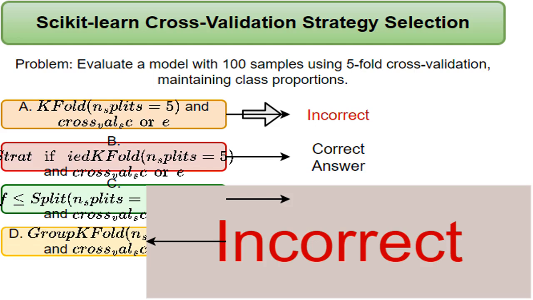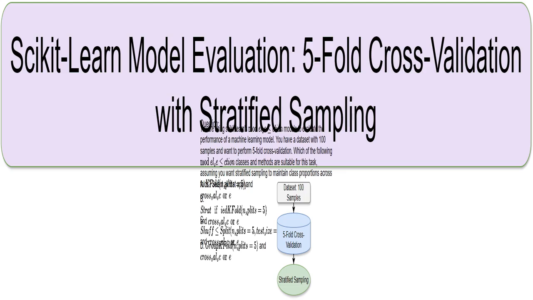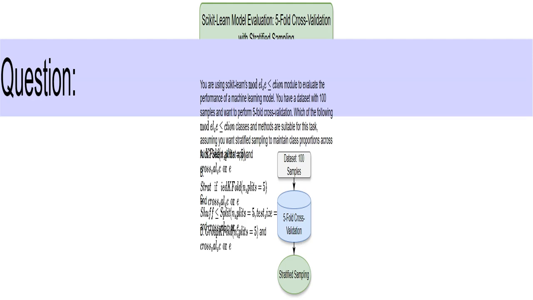I'm tackling a problem about evaluating a machine learning model using Sklearn's cross-validation tools. We're using a dataset with 100 samples and aiming for 5-fold cross-validation, ensuring that class proportions are maintained across the folds using stratified sampling. This is important to prevent bias in our model's performance evaluation, especially if we have an imbalanced dataset. This section presents the core problem.